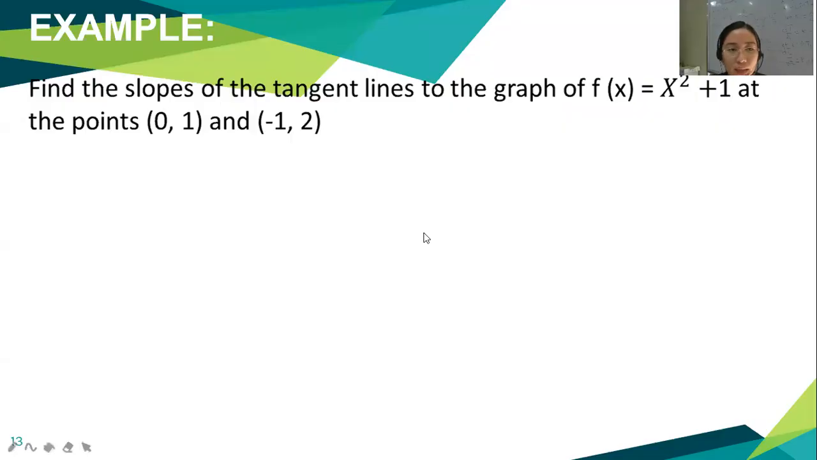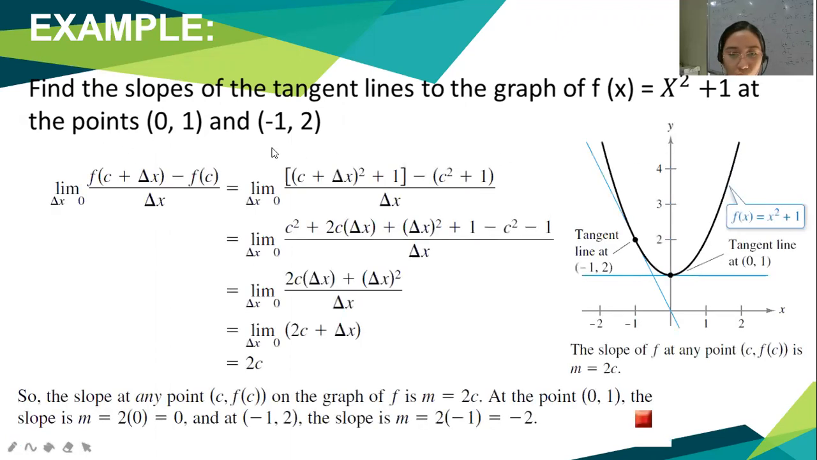So next, find the slopes of the tangent lines to the graph of f of x equals x squared plus 1 at the points (0, 1) and (-1, 2). So, using the formula earlier, since they did not give a c yet, we will derive this using this equation.